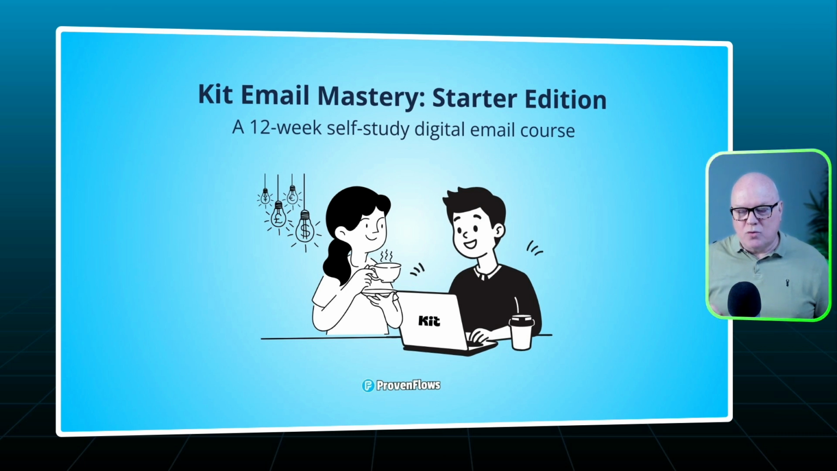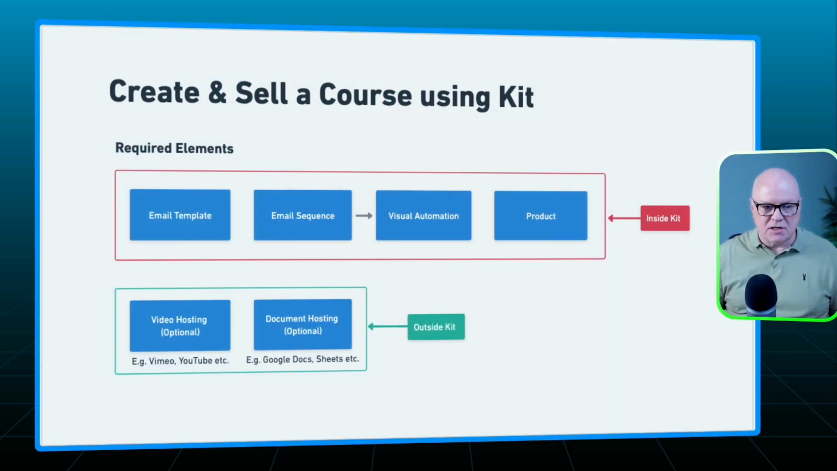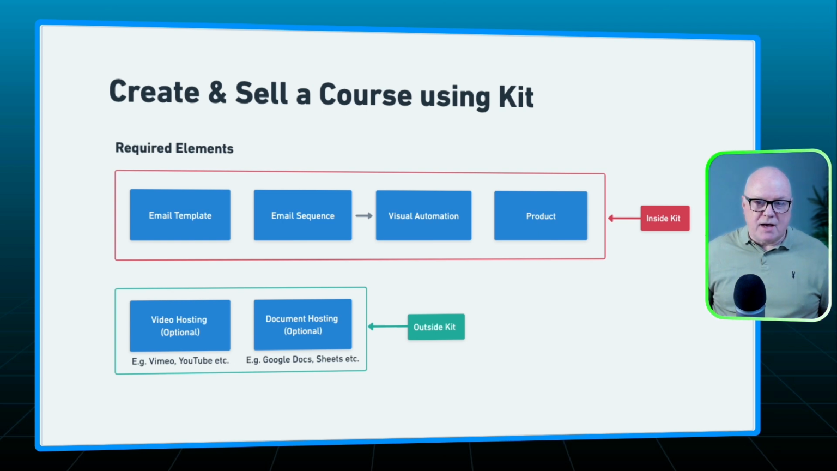So let's look at the component parts, the elements that are going to be included inside this course. Now it's going to be very simple, there's not many components, but let's step through and look at each one of them. The ones at the top here are the elements that we're going to need for our system. The ones in the red rectangle are all inside Kit, the Kit email marketing platform. So we've got an email template, an email sequence, a visual automation, and a product for actually selling it.